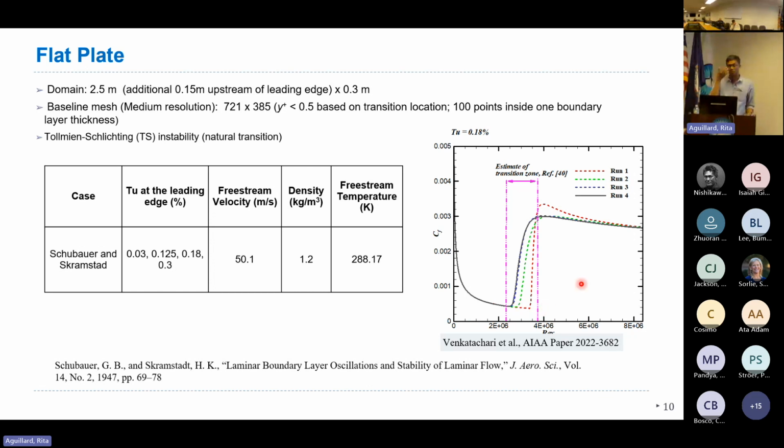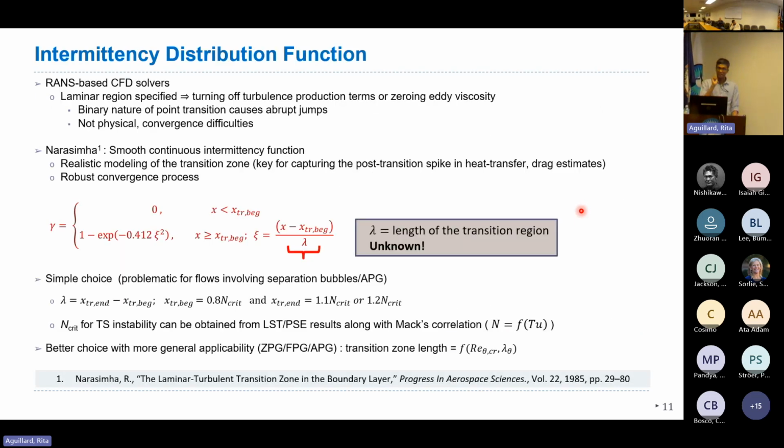As we all know, in some cases the e to the N methods can only predict the transition onset. But from onset to where turbulence eventually happens, there can be a huge length. So if you miss that, and you quickly say 0 and 1, it's going to predict reaching the fully turbulent value here, whereas it actually reaches fully turbulent much further downstream. So the intermittency function is one of the key parameters in doing this.